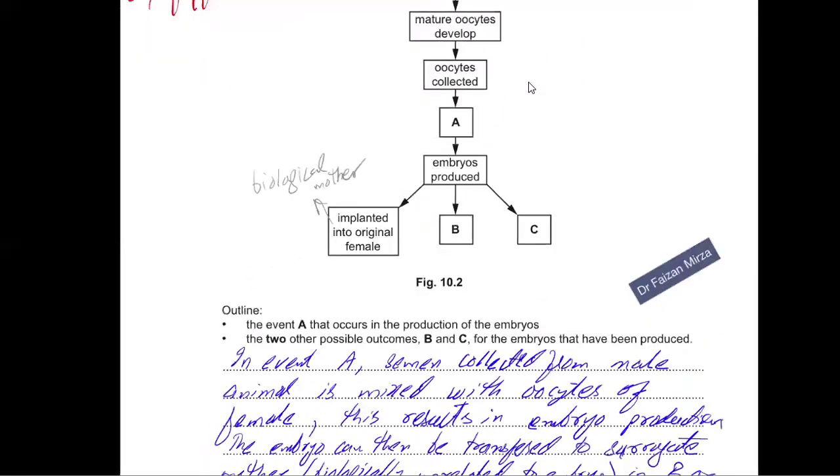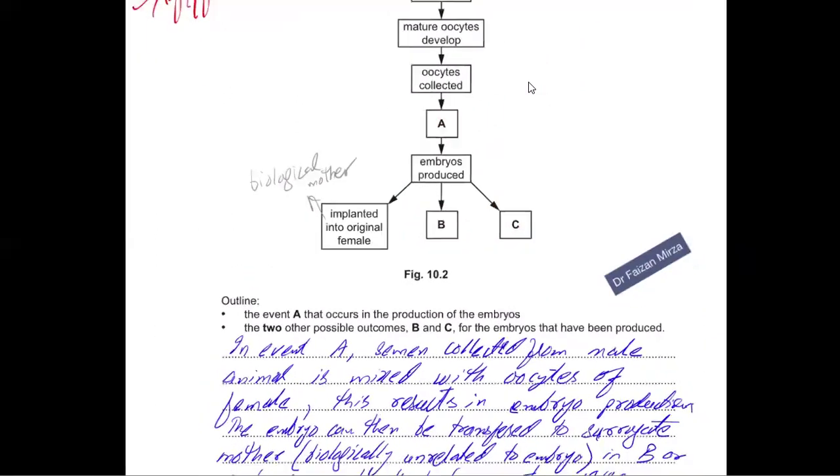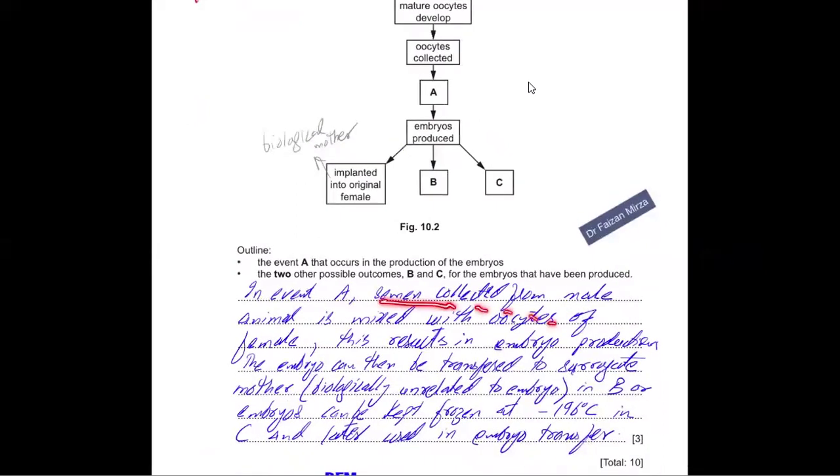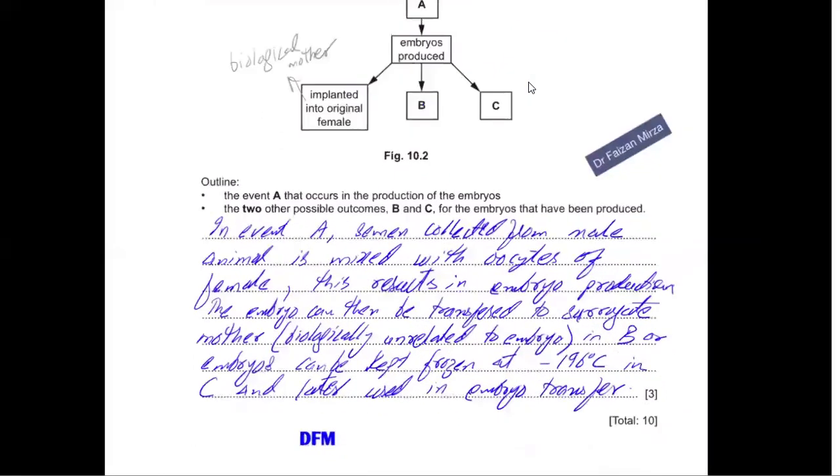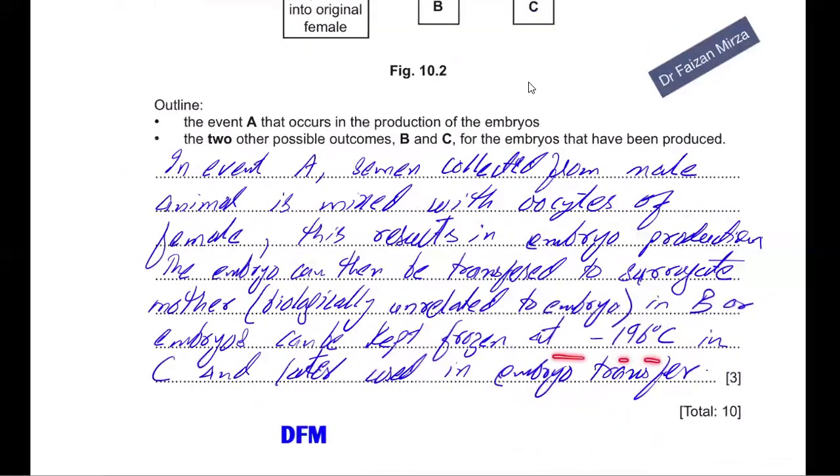They're asking you what events are occurring at A, B, or C. So what's occurring at A? In event A, semen collected from the male animal is being mixed with the oocytes of the female, because oocytes are collected and an embryo is being produced. It won't take much rocket science to predict what must have gone here, because oocytes were collected, so they must have been fused with the semen which was collected, and this is in vitro fertilisation. The embryo can then be transferred to a surrogate mother, biologically unrelated to the embryo, or in B, the embryo can be kept frozen at minus 196 in C for later use for embryo transfer.